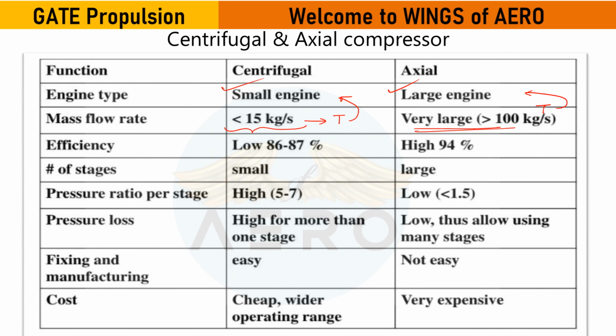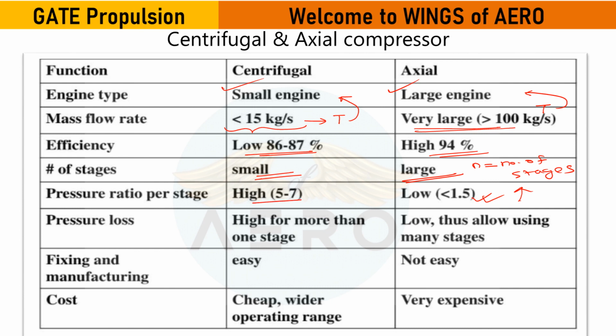Then comes efficiency. What should be the level of efficiency range? For centrifugal it is 86 to 87, for axial it is 94. So from the efficiency point of view, axial is also more. For centrifugal we don't use many stages, but for axial we will talk about the number of stages, and that's how in each and every stage the pressure ratio is getting built up.